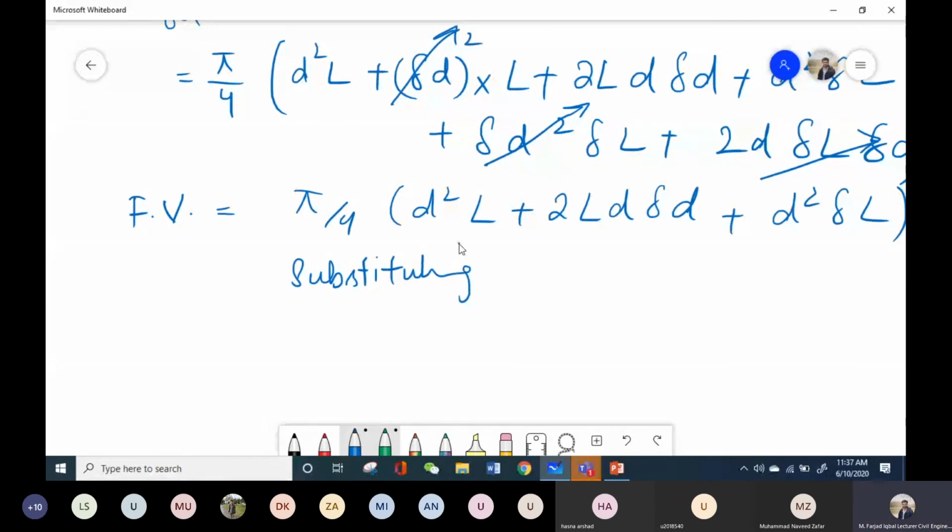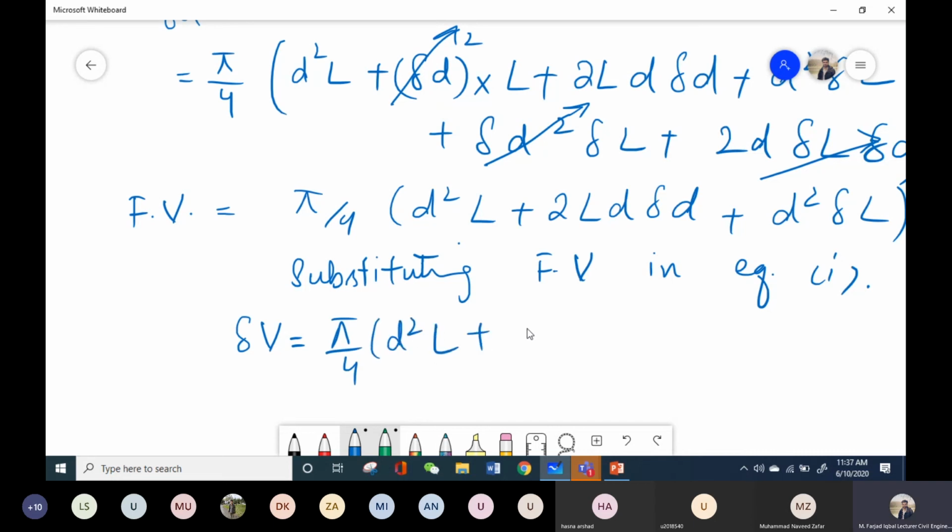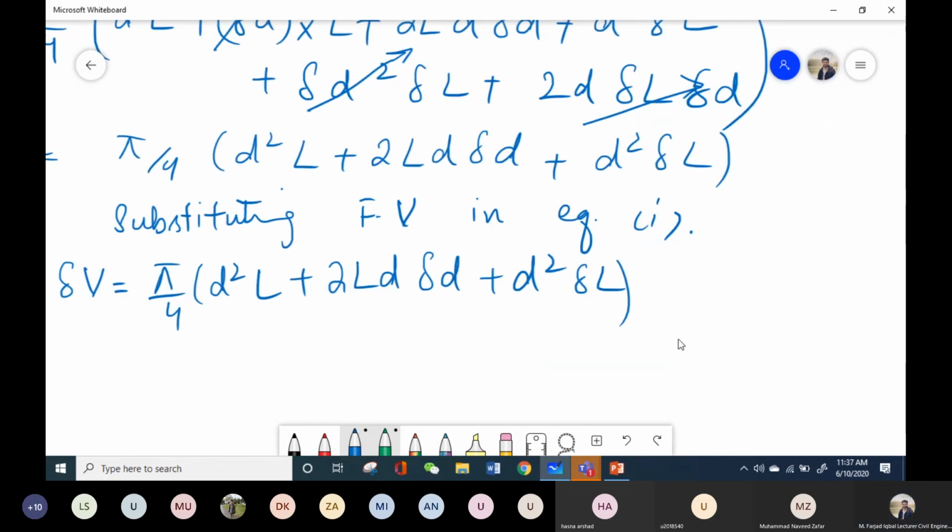Substituting the final volume in equation 1, we get the change in volume as pi by 4 into (d square L plus 2LD delta D plus d square delta L) minus pi by 4 d square L.